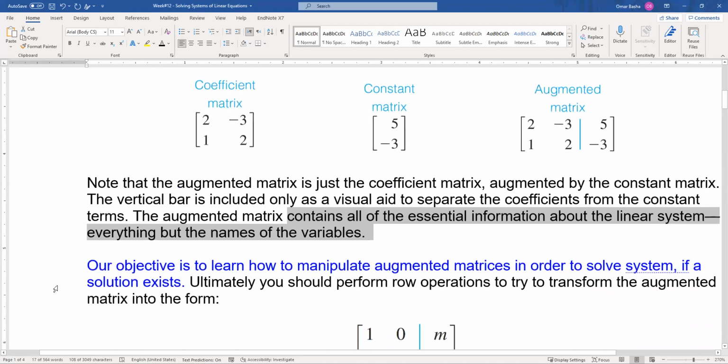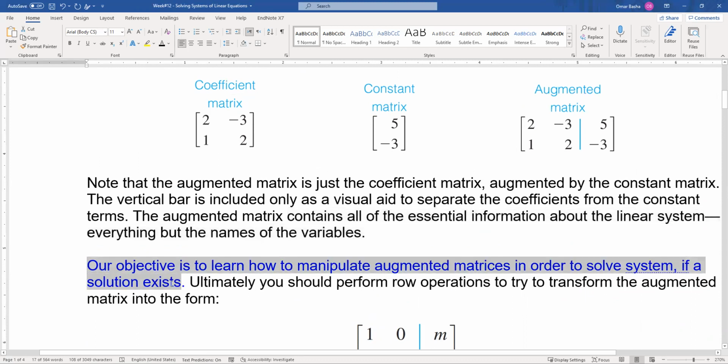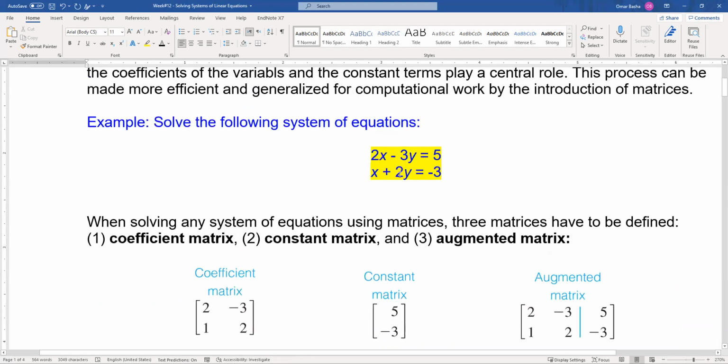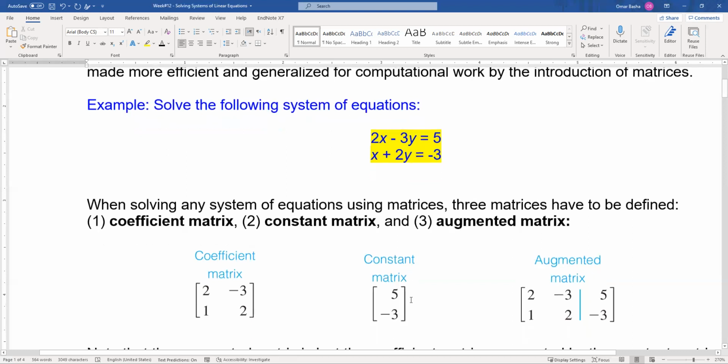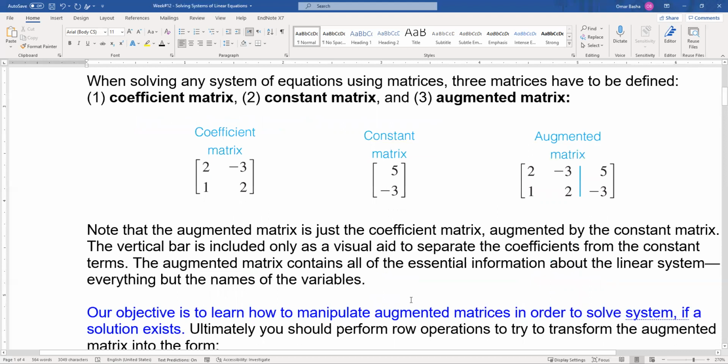So the objective of this lecture will be to learn how to manipulate this augmented matrix to solve a system, assuming a solution exists, right? I'm sure you've taken this in your Calc 1 course, where sometimes you have a system of equations and there is no solution for a bunch of reasons. You can go and revise this. It's not part of this course.